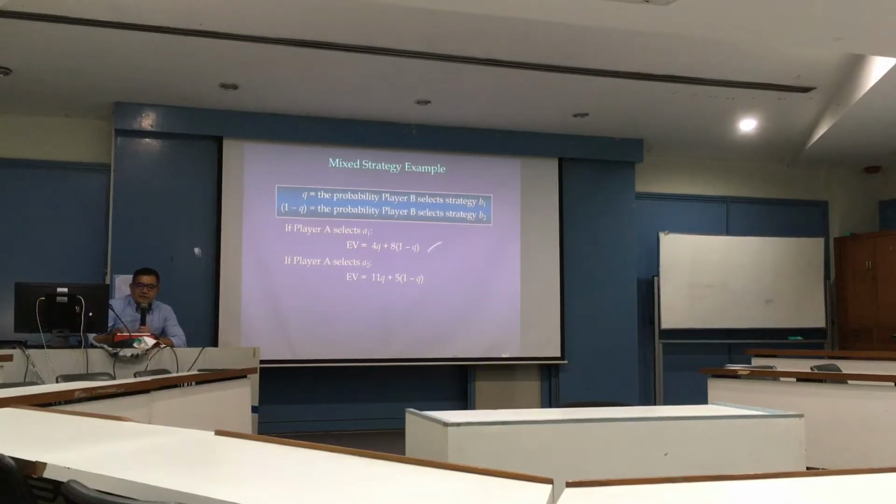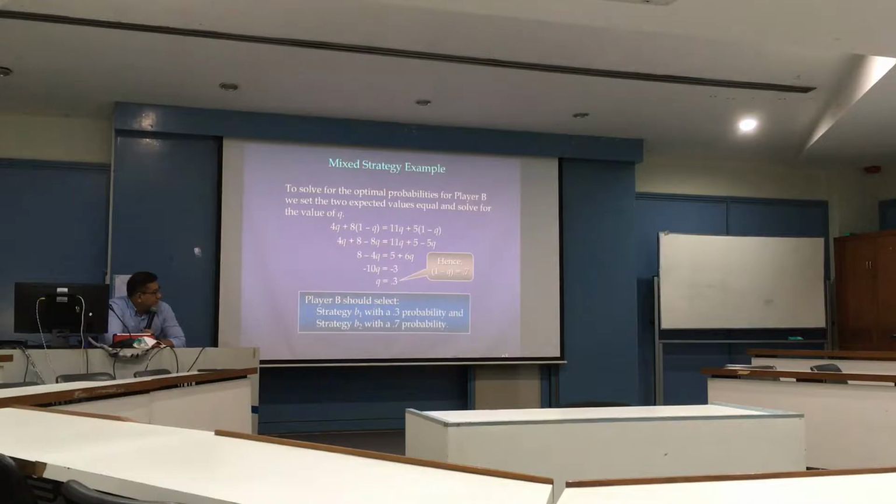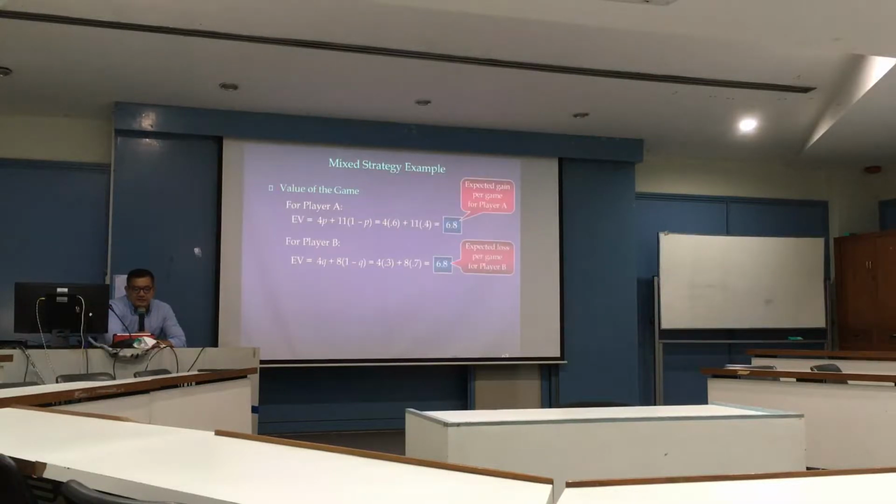Then we set these two equal to solve for Q. We have Q equal to 0.3, so it means 1 minus Q is going to be equal to 0.7. In this case, it means that player B should select strategy B1 with 0.3 probability and select strategy B2 with 0.7 probability.